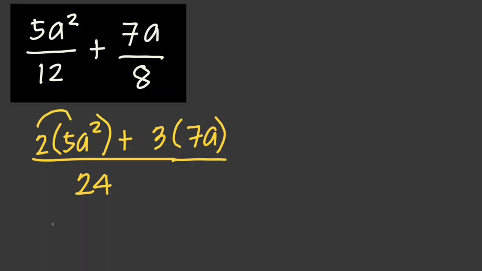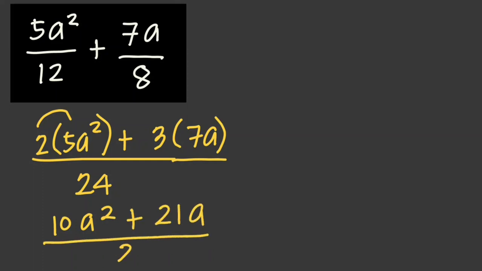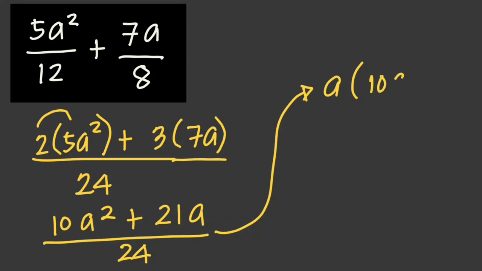Now we can simplify the numerator. 2 times 5a squared is 10a squared, plus 21a, over 24. Then we can simplify this further. a is common here, so we can factor out a. Our final answer is a times 10a plus 21, over 24.